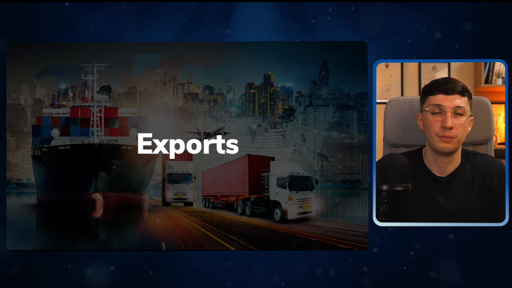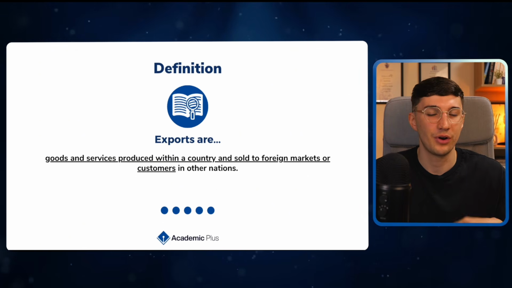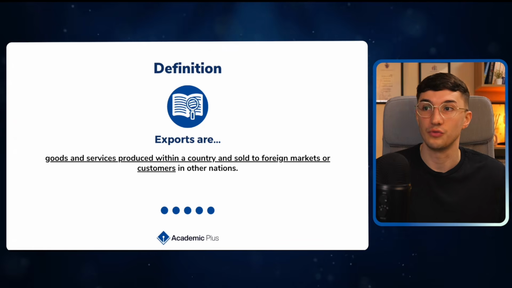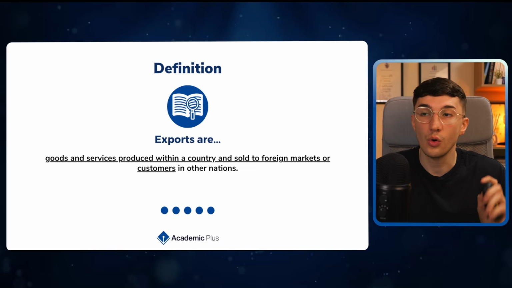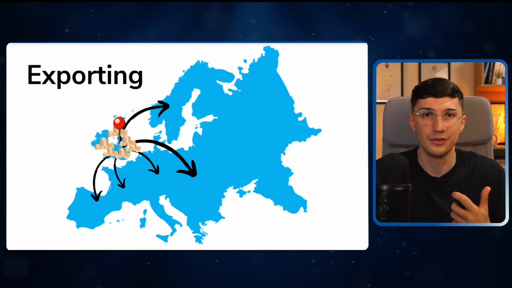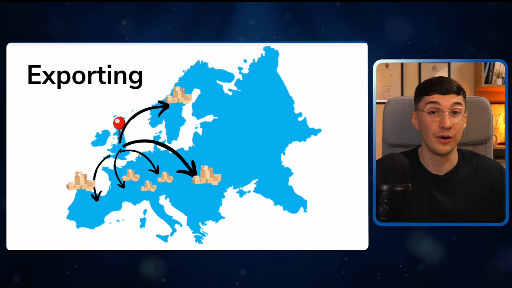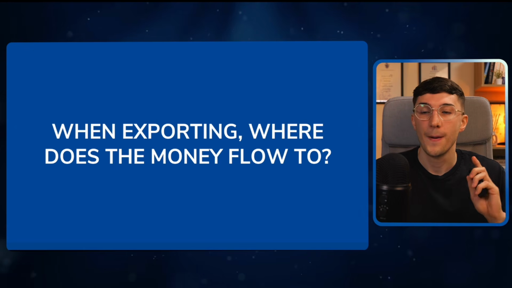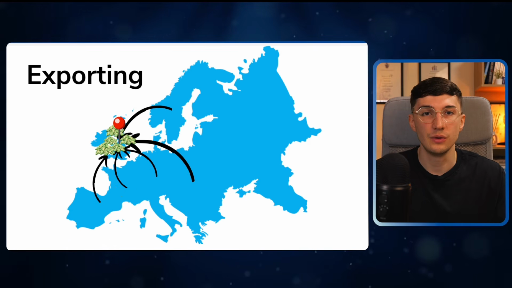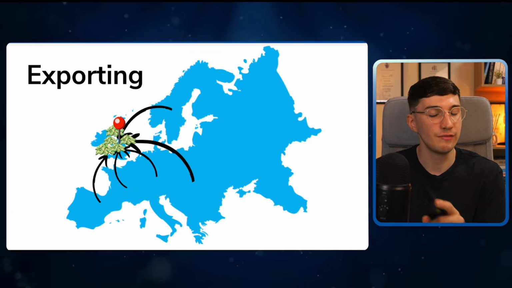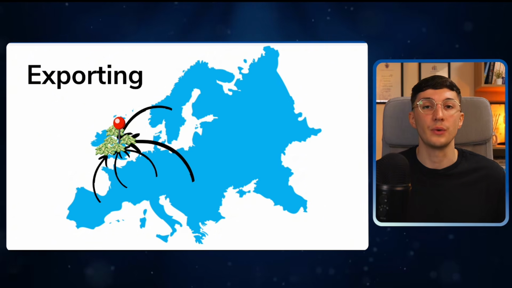Next one we have is exports. So if imports is goods flowing into the country, exports is when products and services are being sold out of the country. So they're produced within the UK and they are sold to foreign markets or customers in other nations. Back to the really cool animation. We make the products in the UK and then we sell them to overseas markets. But this time when we look at where the money is flowing, the money is flowing into the UK. And this is adding positively to our GDP. We like exporting in the UK because money's flowing into the UK.